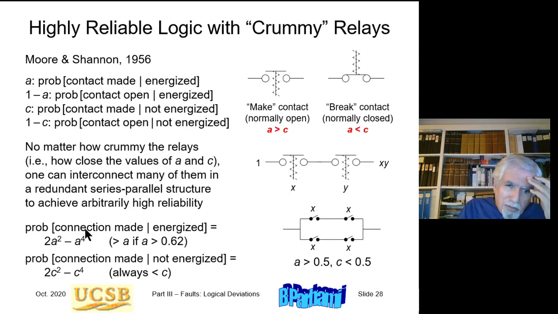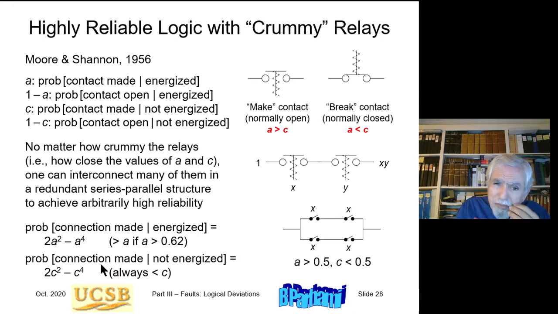That's the idea. So we can easily derive the probability that connection is made given that relays are energized to be 2a squared minus a to the 4th, where a is the parameter defined up there. And this will be greater than a. In other words, this structure, this combination will be more reliable than a single relay if a is greater than 0.62. In other words, as long as the reliability of a relay is greater than 0.62, which is basically a very minimal requirement, the relay does not have to be very reliable, then this structure will have higher reliability. And then, as I said, recursively applying the same idea will make this more and more reliable.